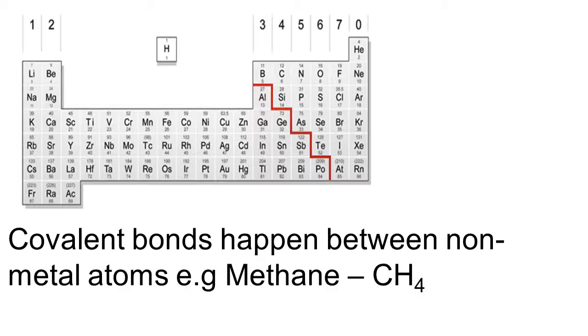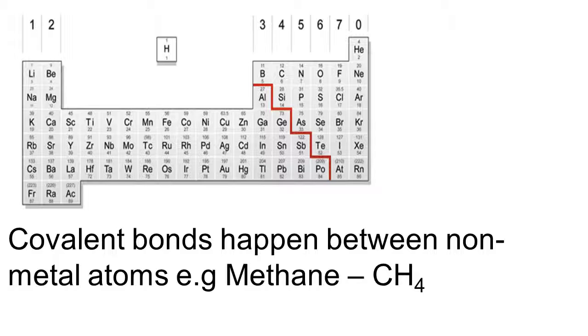Now, have a look at this periodic table. If you remember, ionic bonding is between a metal and a non-metal, so one on the left of that zigzag and one on the right. Covalent bonding is between non-metals, two or more non-metal atoms joining together, so that's anything to the right of that red zigzag line. So, for example, methane.